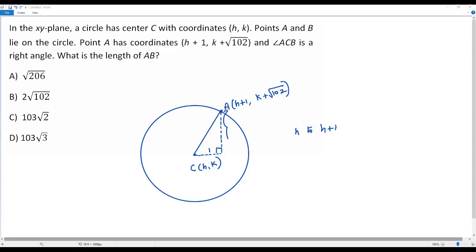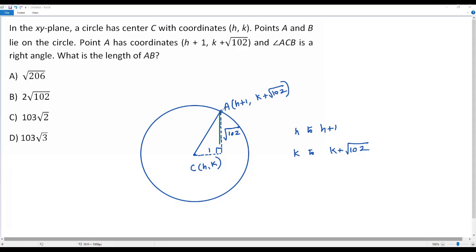Okay, what is the length of this vertical line segment? For that, we have to find the distance from the y-coordinate of the center k to the y-coordinate of the point A, that is k + square root of 102. Clearly, k + square root of 102 is greater than k by square root of 102. That square root of 102 is the length of this vertical line segment.